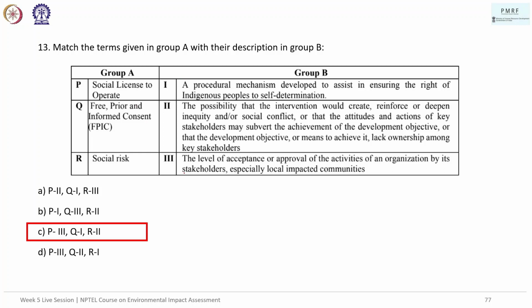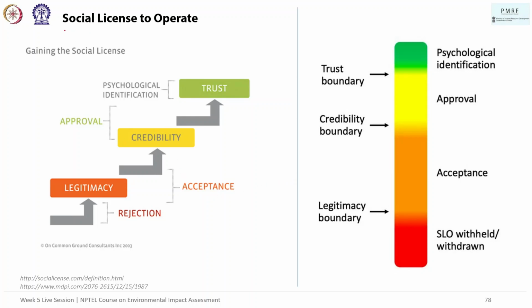SLO, or social license to operate, is a term which is used to denote the level of acceptance or approval of the activities of an organization by its stakeholders, right? Especially local impacted communities. So for an organization or a development to gain this social license, we have several levels, right? So let's look at the image on the right first. Initially the project doesn't have any social acceptance. They don't have the license to operate, as in they cannot operate an organization just like that, right? You need to gain some form of legitimacy, right? So once you gain a certain level of legitimacy, the different stakeholders, including the community where all of this is happening, they start accepting the organization, right?